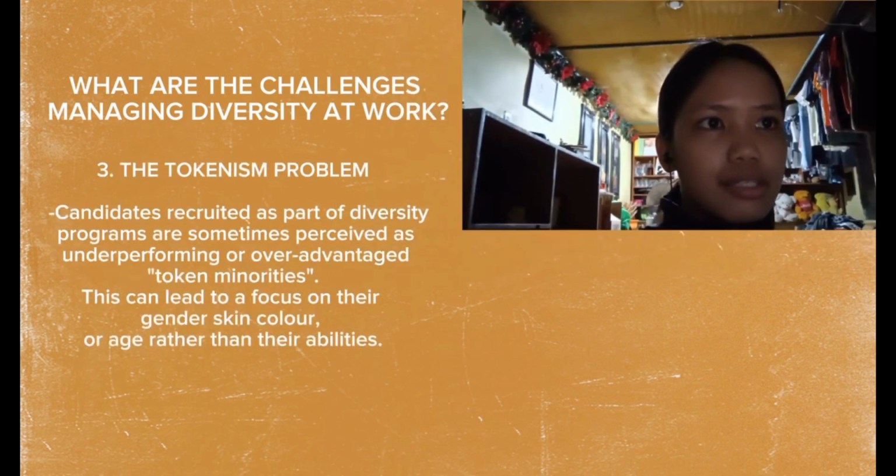And the last is the tokenism problem. What exactly is the tokenism problem? For example, it is promoting employees from minority groups even if they aren't qualified for the higher position.